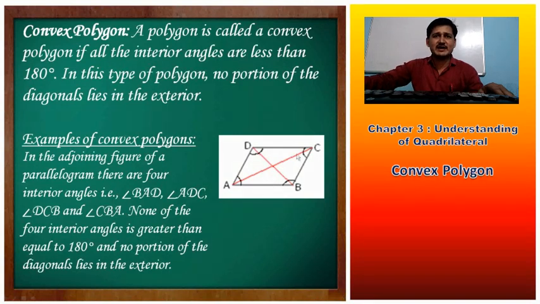I have taken one example here. In this figure we can see all the angles are less than 180 degrees and the diagonals are completely lying within the figure. So when we have such figures, we can say this is a convex polygon. The major thing we have discussed about concave and convex polygons: in a concave polygon at least one angle should be more than 180 degrees, and in a convex polygon all the angles should be less than 180 degrees. Let's try to understand the next topic.